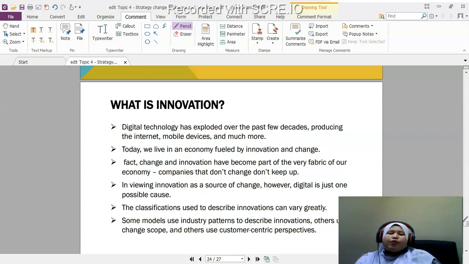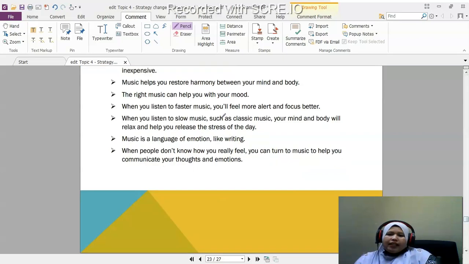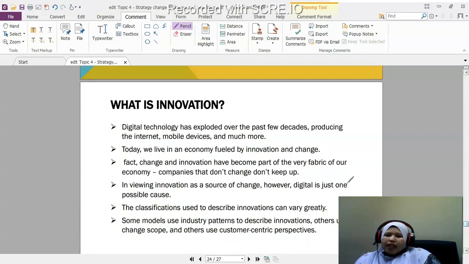In viewing innovation as a source of change, however, digital is just one possible cause. The classification used to describe innovation can vary greatly. Some models use industry patterns to describe innovations, others use change scope, and others use a customer-centric perspective.